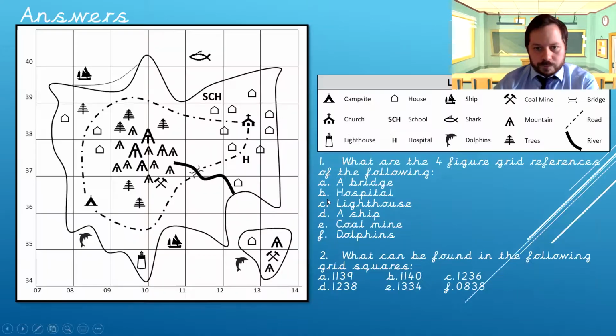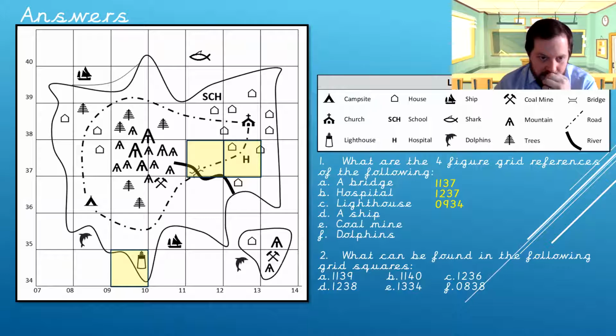So this was the map we were to look at, and we were looking at four-figure grid references related to this map. We were thinking about trying to find what references these were at and what was in these squares related to the legend that we have up here. So at A in 11, the bridge was in 1137. The hospital, the H, was in 1237.